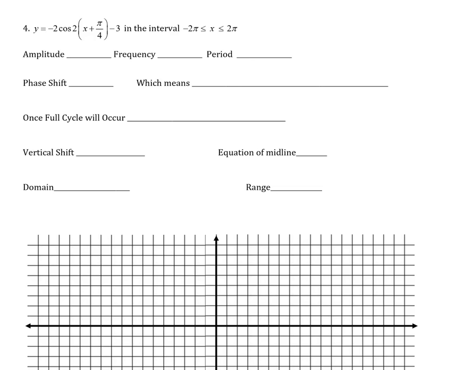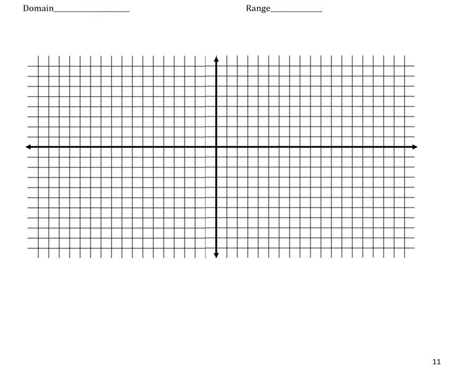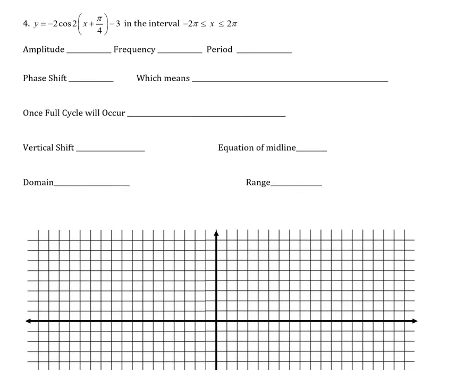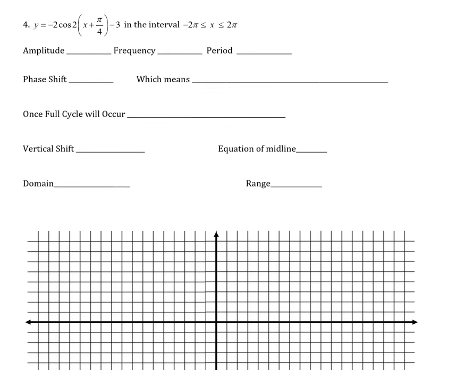Okay, so now I've turned to page 11 here. And I'm looking at this function, which has a lot going on to it. I've got a reflection in the x-axis, an amplitude of 2, a frequency of 2, a phase shift of negative pi over 4, and then it shifted down 3. So I threw a lot at you.